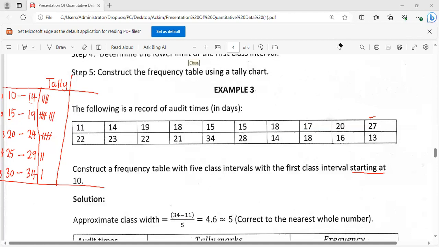So now, remember, it's the frequency table. You just count these now. The tallies here are 4. Next 8, then 5, then 2, then 1. So this is how you do it. So let me just go to where it was solved.